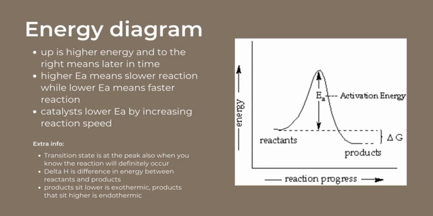Additional information is the transition state, where right here basically will confirm the reaction will take place. Anything lower won't happen. Another thing is delta H. That is the difference in energy between reactants and products. Products that sit lower is exothermic, and products that sit higher is endothermic.